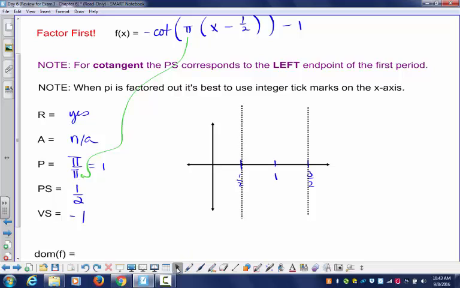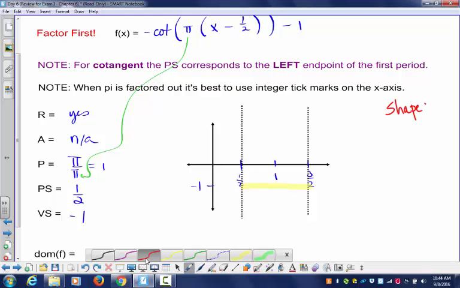Vertical shift is down a unit, minus 1. So that tells us that the center line for this graph is down here. Now we're going to go to shape. And for a cotangent, the shape is down to the right. Ooh, that's a terrible cotangent. Down to the right with one key point. So our key point is going to be right in the center of our center line.